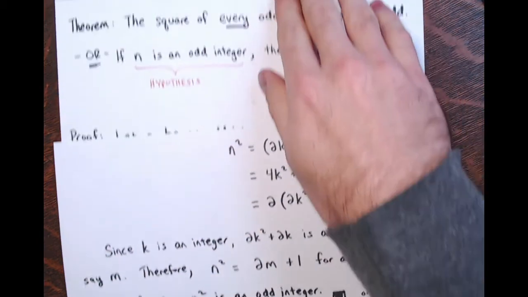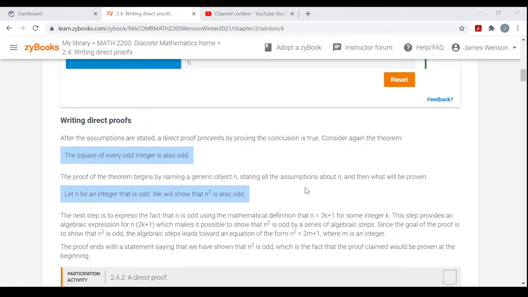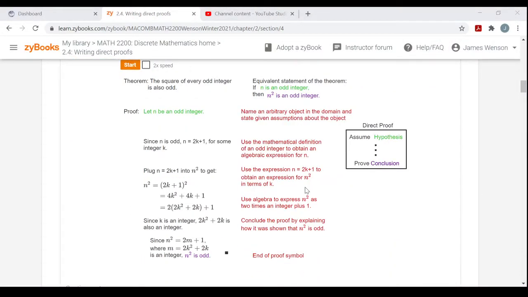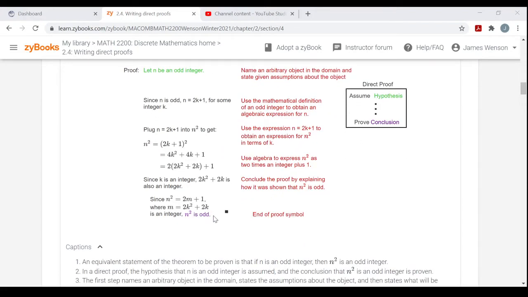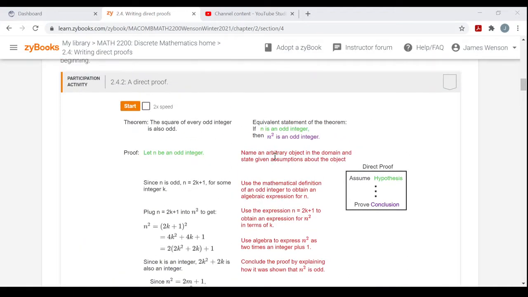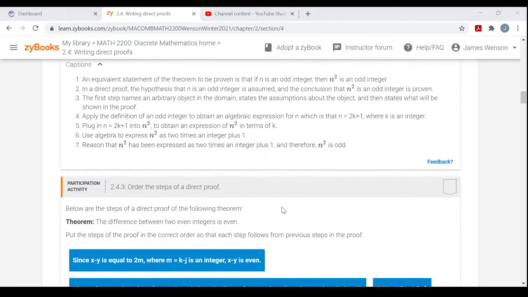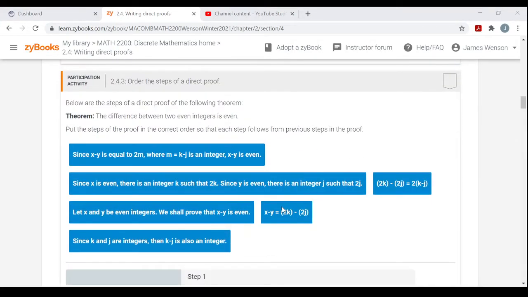Okay, so going back to the page, they go through that in this animation. Now they don't do the "we will show n squared is an odd integer," but they eventually do the same thing here and show what I did. So again, you can play the animation, go one step at a time, and in the red lettering they're saying why they're doing things. Why am I writing this in this proof?